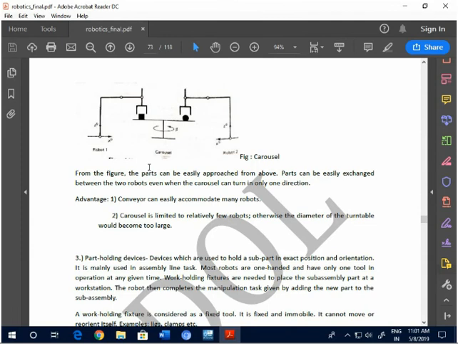Okay, the advantage is the conveyor can accommodate many robots. Carousel has limitation because it is in between two robots, so it will have limitation.